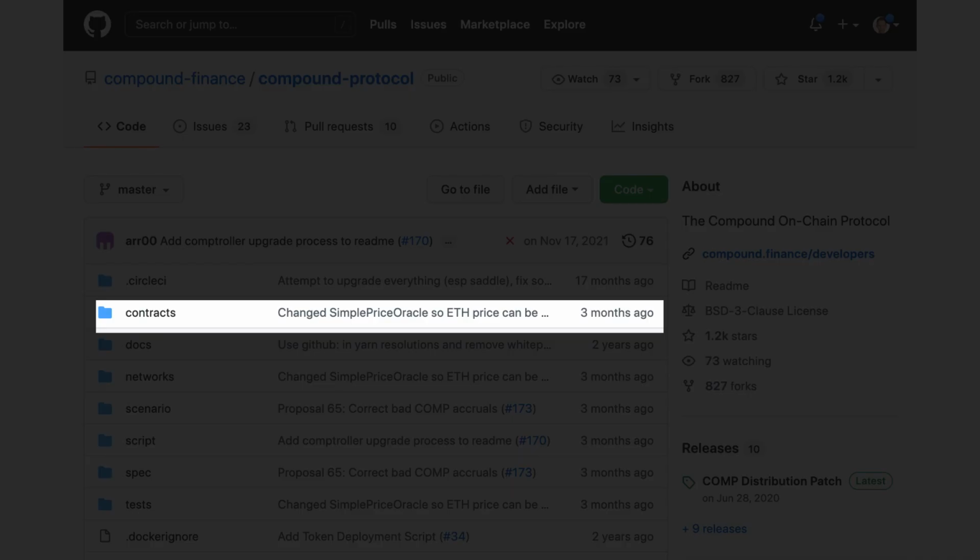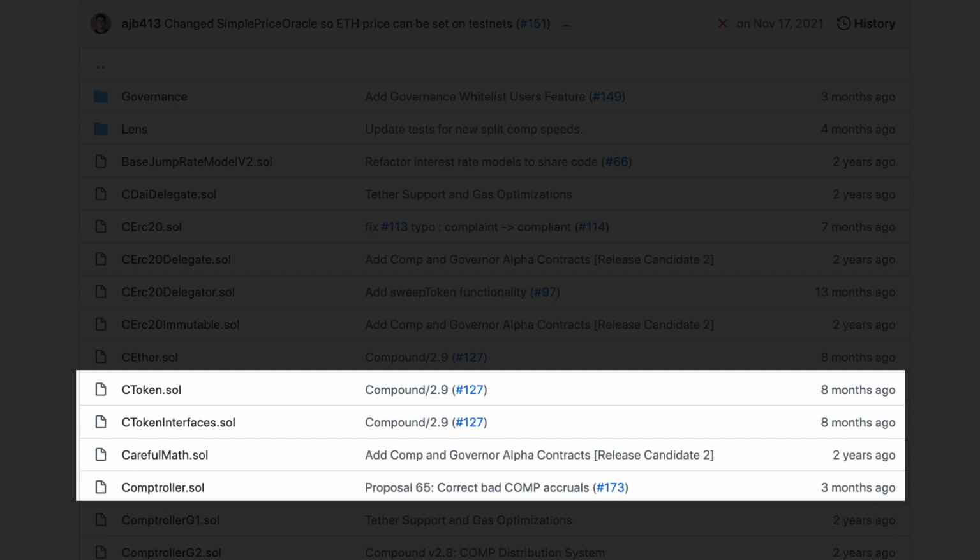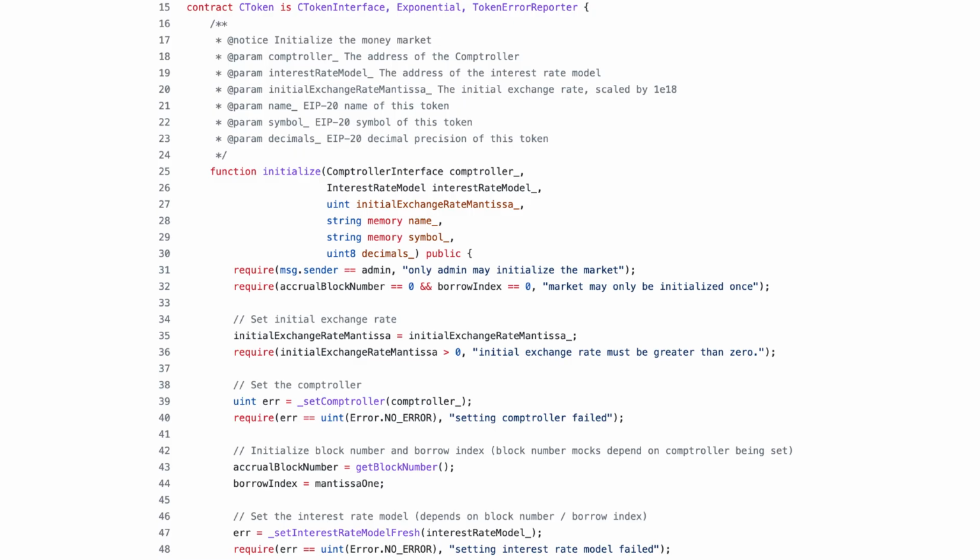The smart contract is located inside the contracts folder. The protocol is broken down into several smart contracts. CToken and Comptroller are the most important ones. cTokens are Compound's native ERC-20 tokens, which are issued when you supply assets to the protocol. For example, when you lend 20 ETH, you may get 25 cETH in exchange.